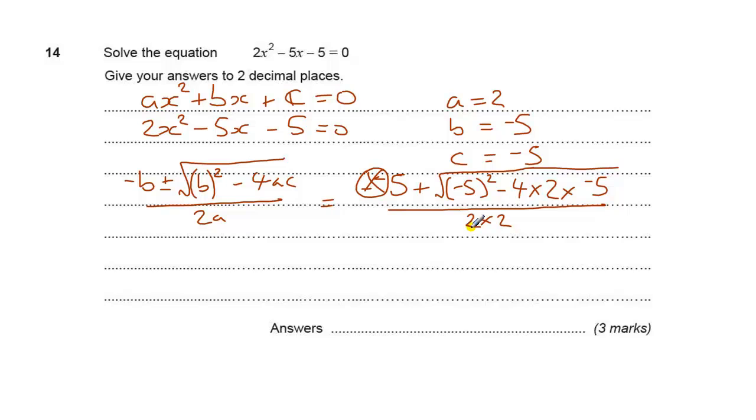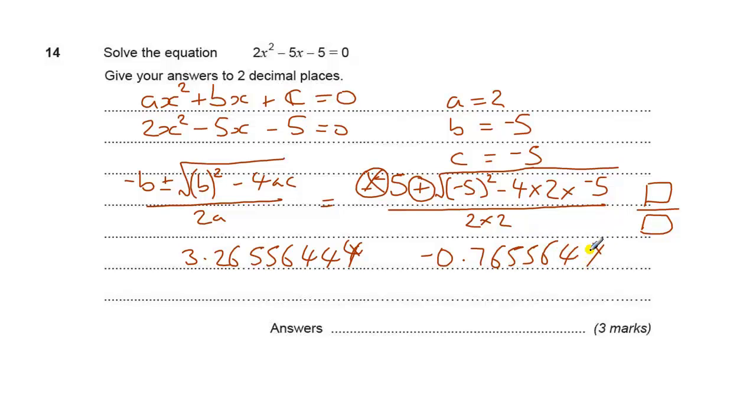Now when you type it into your calculator you should press the fraction button first, so you end up doing this first, and then you can fill everything in the top in here and fill everything on the bottom in here, and it will give you the answer with the plus. It will give you 3.265564444, something like that. And let me just repeat it again, but instead of a plus here we put a minus sign there and we end up with minus 0.76555644.